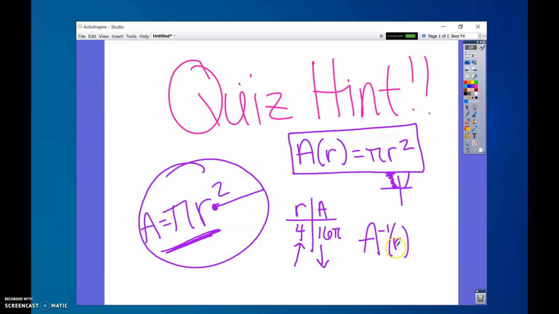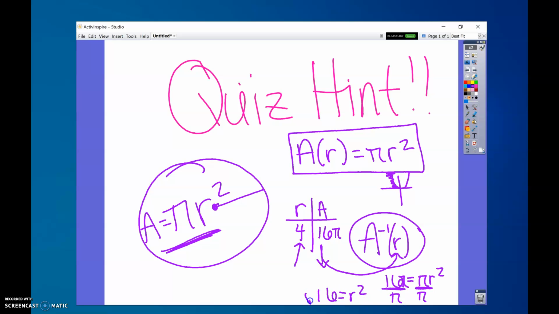On the inverse function, we'd actually be plugging in the area. So when someone says, what is the inverse function of this area of a circle, that would be when we actually plug in the 16 pi and try to find the radius. Well, if I have, oops, my pi goes here. If the 16 pi is the area and we divide by pi on both sides, I get 16 equals r squared. Therefore, square rooting it gives me that 4 is your radius.